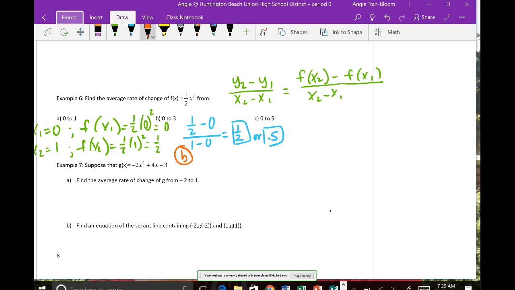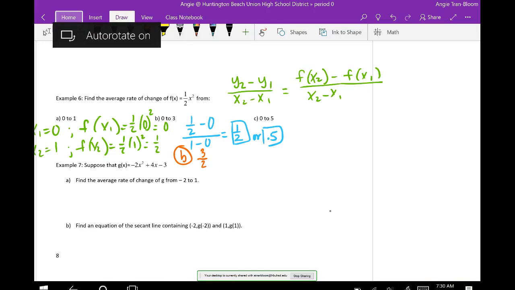Christine, what did you get for B, dear? I got 1 and 1/2. Can you give it to me as an improper fraction? 3/2. Okay. So Christine said on letter B, her average rate of change is 3/2. Let's see. Emma, what is your average rate for B still? 4/3. Okay.